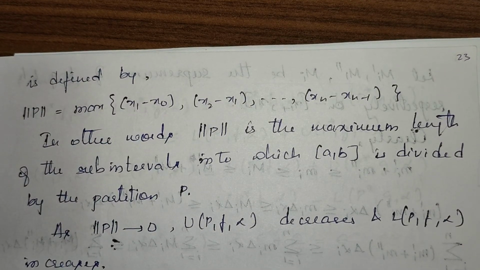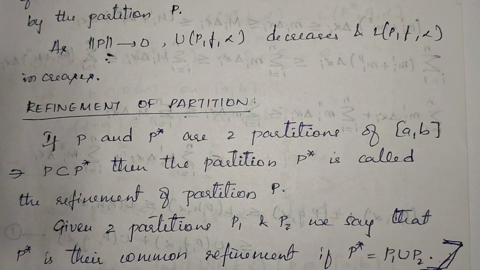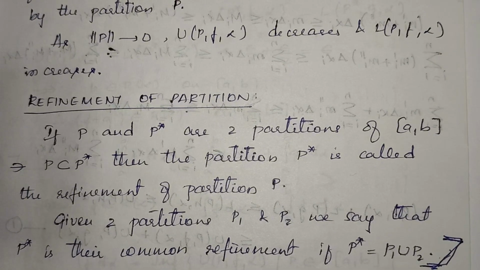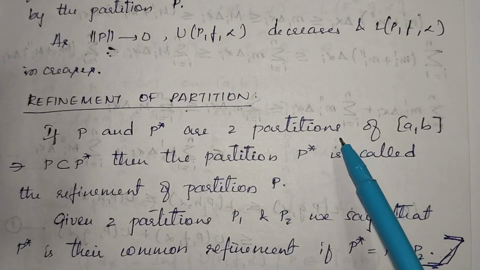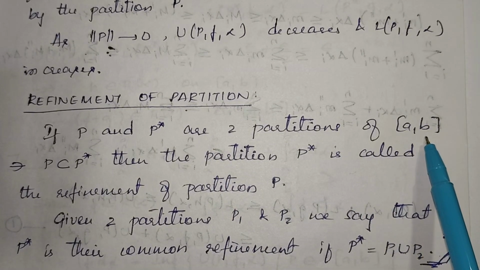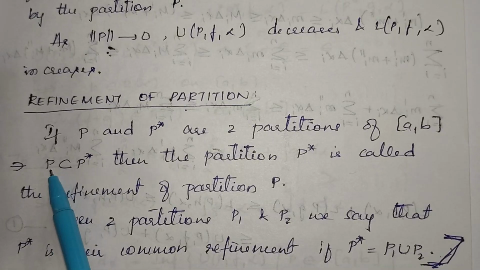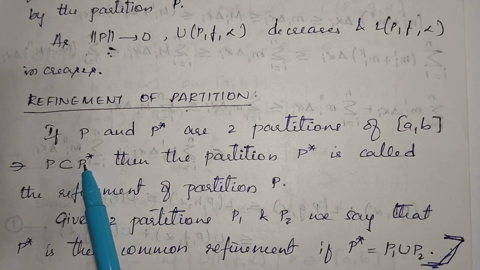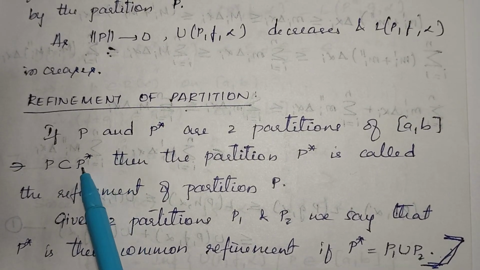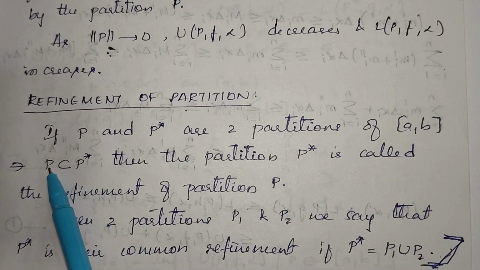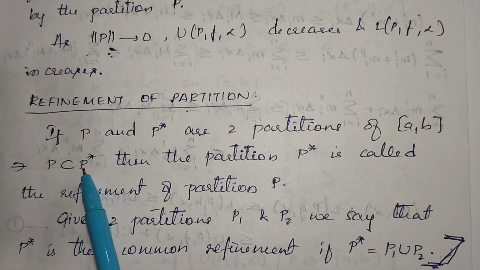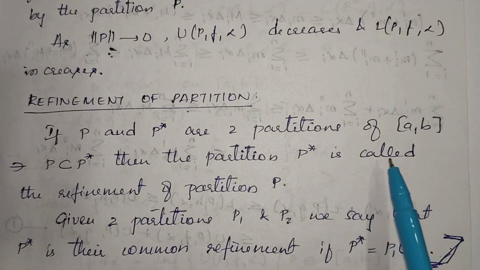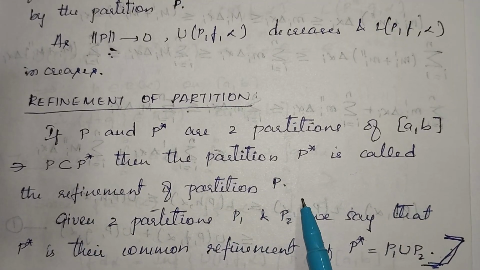And now let's move on to refinement of a partition. If P and P star are two partitions of the closed interval [a, b] such that P is a subset of P star, it means P star has more elements and also contains the elements which are in P. So in addition to the elements of P, it contains some other points. So P is a subset of P star, then the partition P star is called the refinement of partition P.